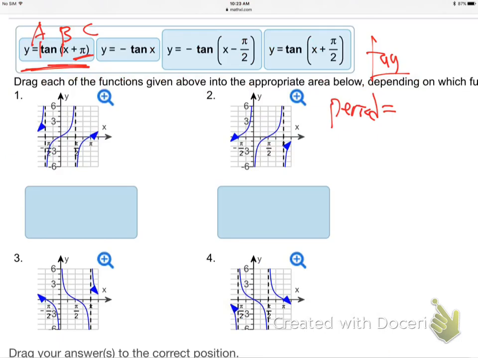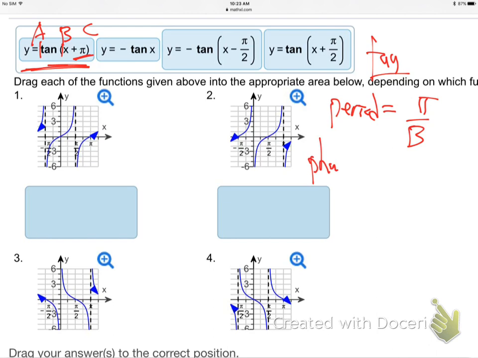Okay, so keeping all that together, what does that mean about our formulas? Well, the normal formula for the period of sine and cosine was 2 pi over b, wasn't it? So guess what it's going to be for tangent? Pi over b. Just pi over b, exactly, because he's pi instead of 2 pi. So to find his period, it's just pi over b instead of 2 pi over b.